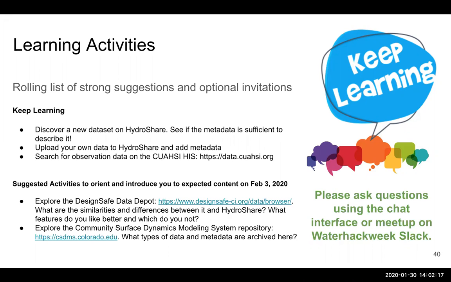Now, for next week, if you want to get ahead and prepare a little bit for the next seminar, go explore the Design Safe Data Depot. This is a data repository. Check out what kind of data they have, what kind of metadata they have, what the similarities are between it and HydroShare, what features are nice, and what features are bad. Another thing to explore is the Community Surface Dynamics Modeling System repository, also known as the CSDMS. What kind of data are they archiving here? You might find some differences in the types of data they're trying to describe than the types that we've described here. And yes, ask questions in Slack.